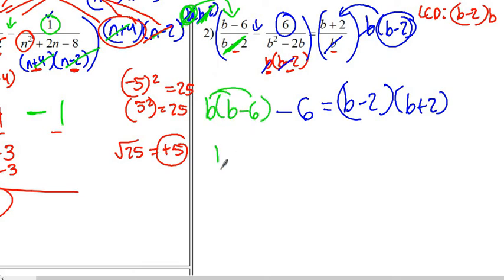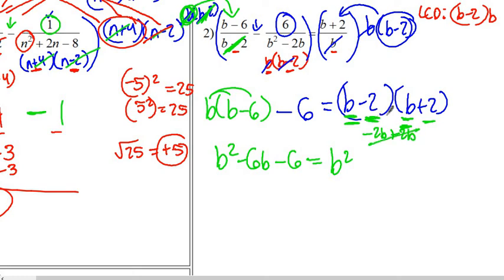If we distribute the b, we'd have b squared minus 6b minus 6. If you FOIL this side, b times b is b squared. The inside terms will be minus 2b, the outsides will be plus 2b, so those will actually cancel, and then negative 2 times positive 2 is minus 4.